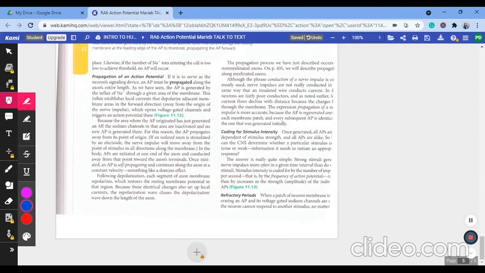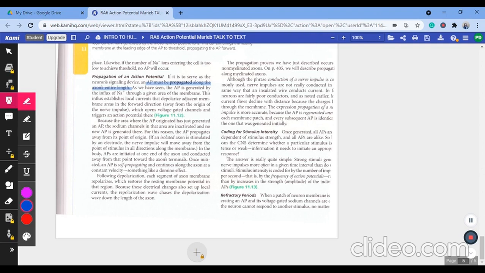So I'm going to highlight this sentence right here. An AP must be propagated along the axon's entire length. Because the area where the AP originated has generated an AP, the sodium channels in that area are inactivated and no new AP is generated there. For this reason, the AP propagates away from its point of origin. If an isolated axon is stimulated by an electrode, the nerve impulse will move away from the point of stimulus in all directions along the membrane.